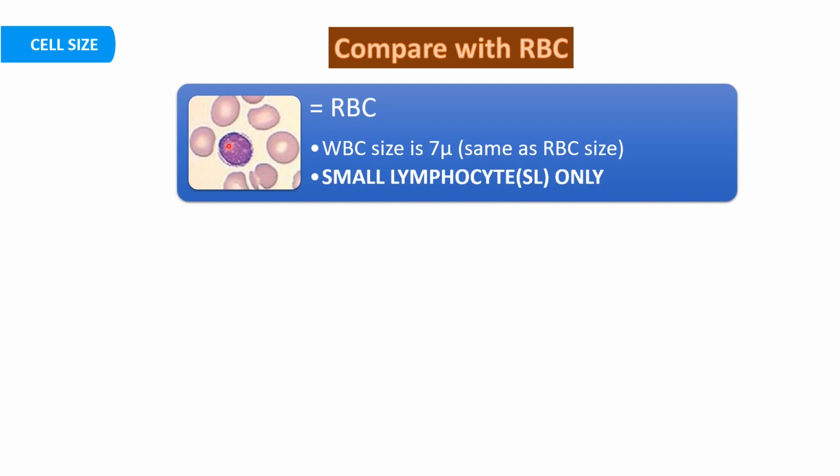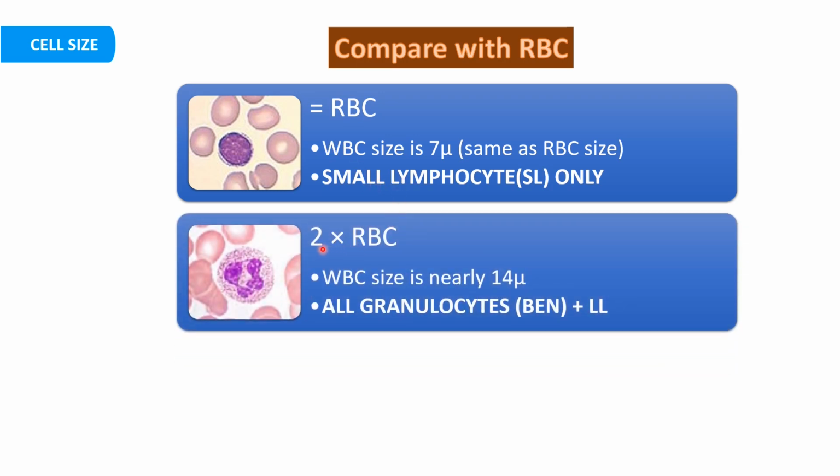If the WBC size is nearly equal to RBC, that means the WBC size is 7 microns, the same as RBC. Only one WBC is equal to RBC, that is small lymphocytes. So if you find any nucleated cell which has a size equal to RBC, it is a small lymphocyte. No other WBC is equal to RBC.